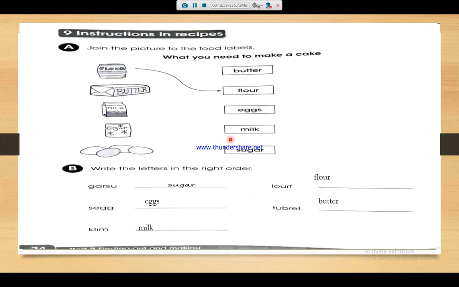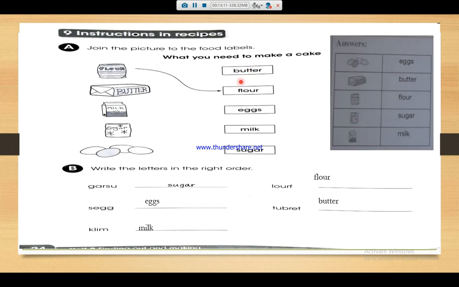So here we are talking about what you need. And we are making food, so we have ingredients. Okay. Here are the answers. Eggs, butter, flour, sugar, milk.